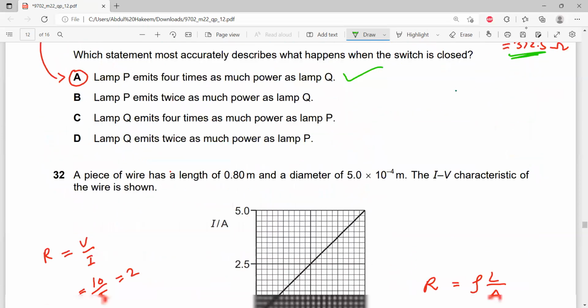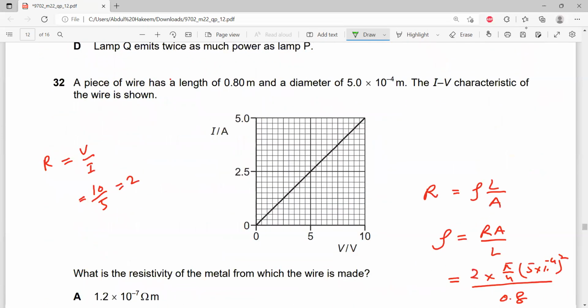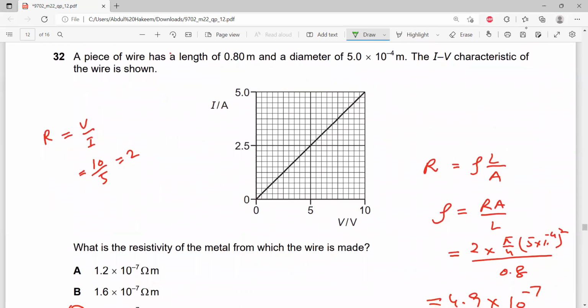Move to question number 32. A piece of wire has a length of 0.8 meter and a diameter of 5.0 times 10 power minus 4. The current and voltage characteristics of the wire are shown, meaning the graph between I and V is given. What is the resistivity? Look, resistance is equal to rho L over A, and resistivity rho is equal to RA over L.